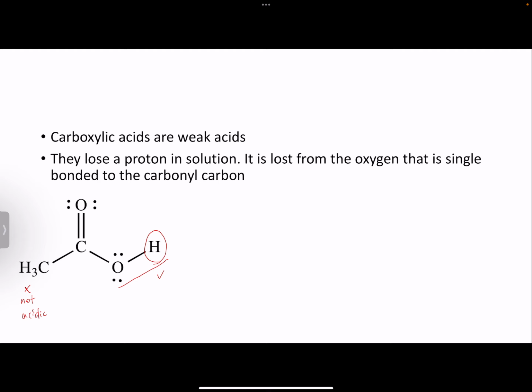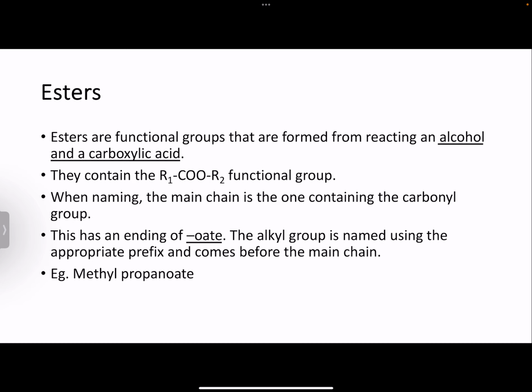So if we did a litmus paper test on this solution, our litmus red would stay red and blue litmus would turn red because it is acidic. Esters. So esters are a different type of functional group. This is the combination of an alcohol and a carboxylic acid.